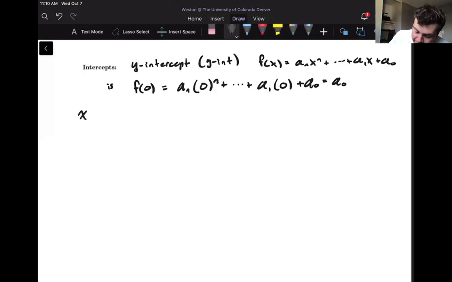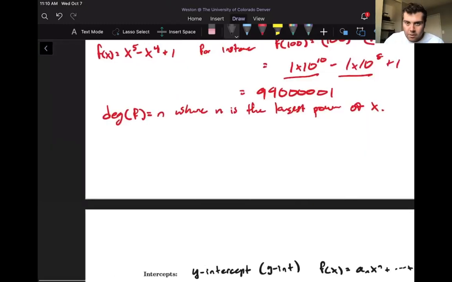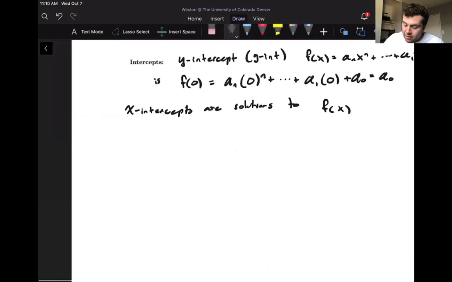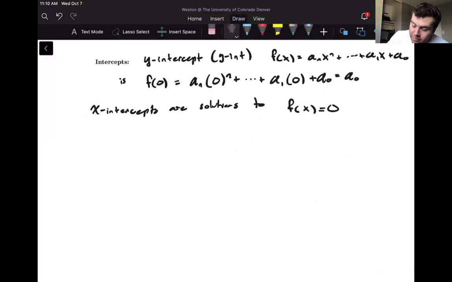Our x-intercepts are solutions to the equation f of x equals 0. So when it comes to polynomials, these are also what we've referred to as roots or zeros of the polynomial.